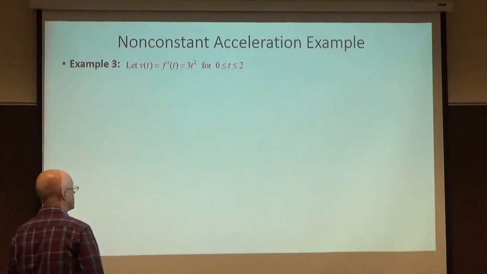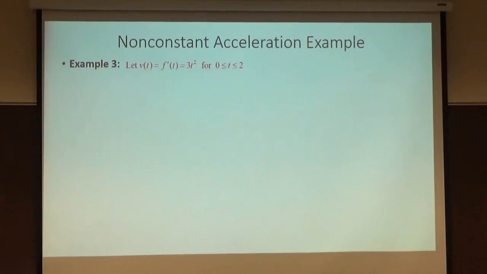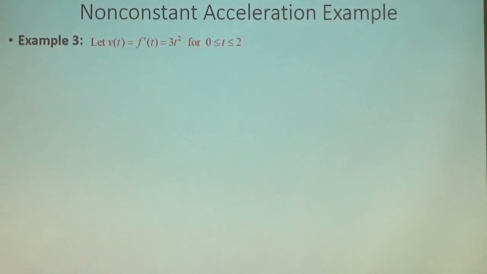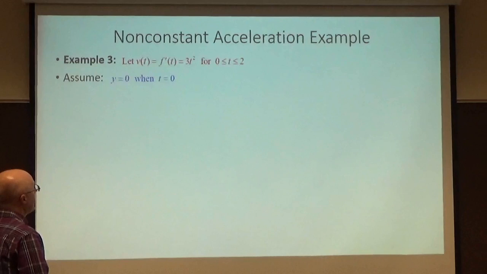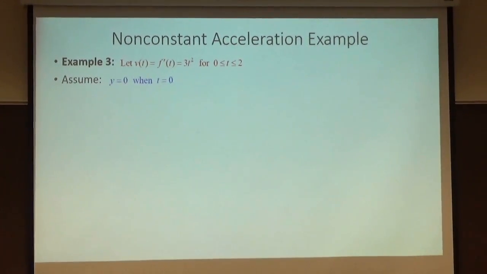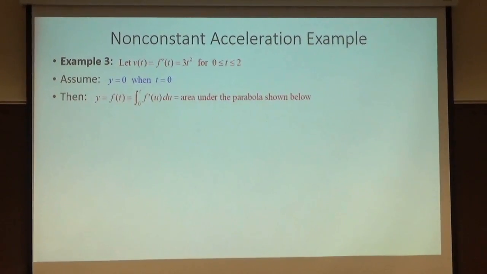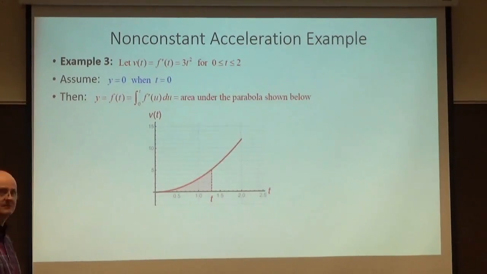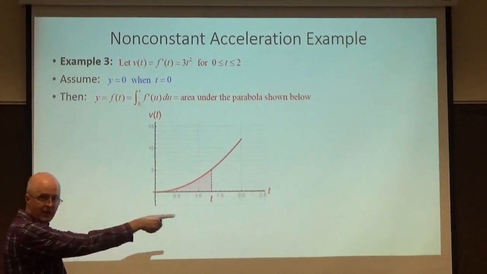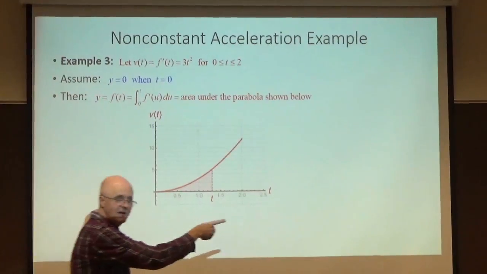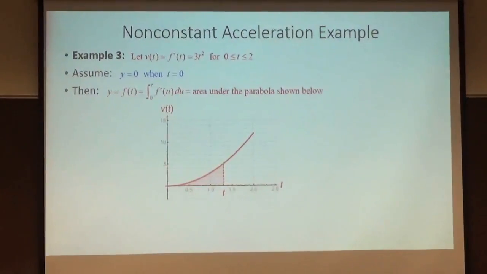I made the velocity equal 3t squared. Now I am starting time at 0 because that's going to keep things simpler. Once again, let's assume y is 0 when t is at its starting value, which in this case is also 0. Once again, the definite integral is the area under a graph. In this case, the graph is a parabola. This is not the same as the graph that I drew on the board. The one that I drew on the board was from the other example on the previous slide. This is a new example.